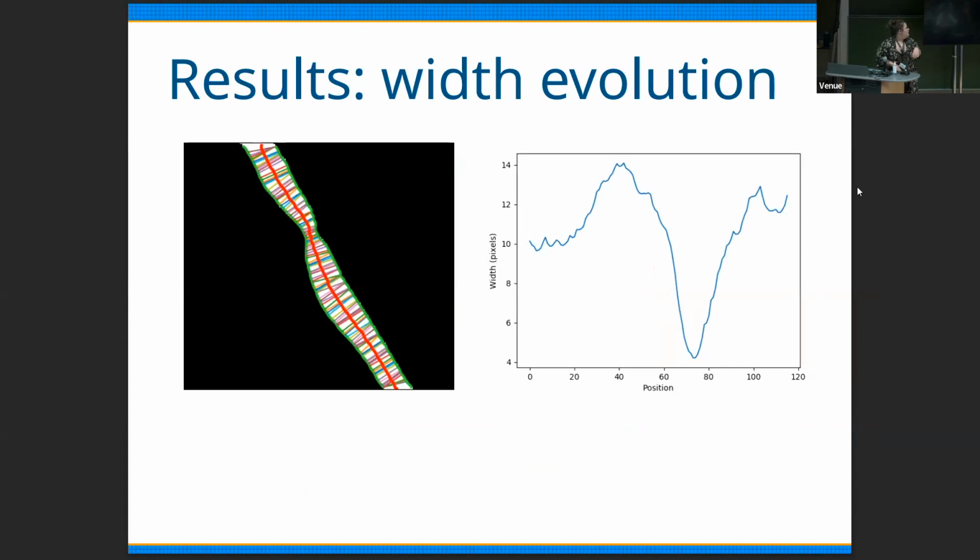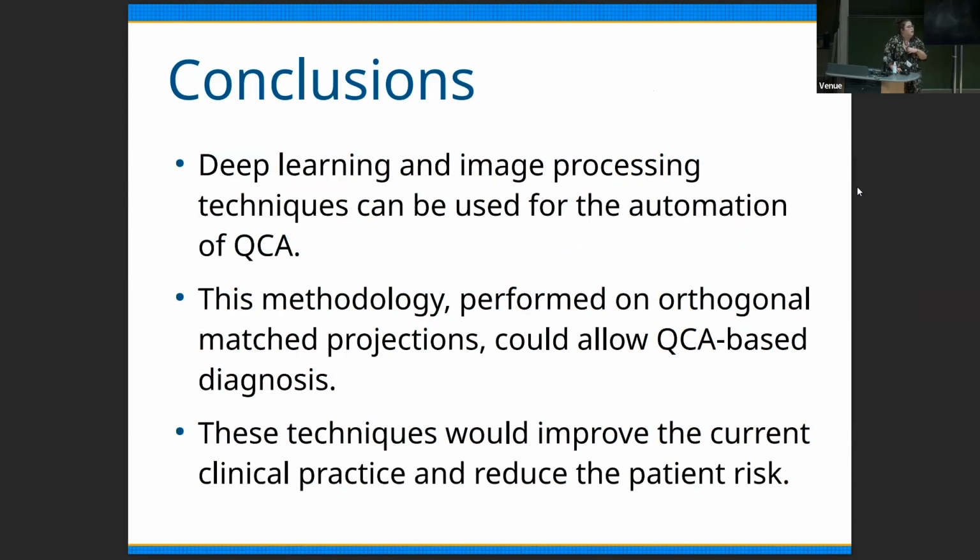After having computed the orthogonal planes, we can make this kind of graph to see the evolution of the vessel width along the vessel. And this would be what we need to do in the matched projection. So, the conclusions: these techniques can be used for the automation of the QCA, especially if performed in the orthogonal planes, and they could improve the clinical practice.